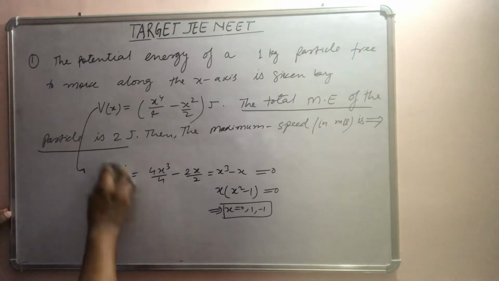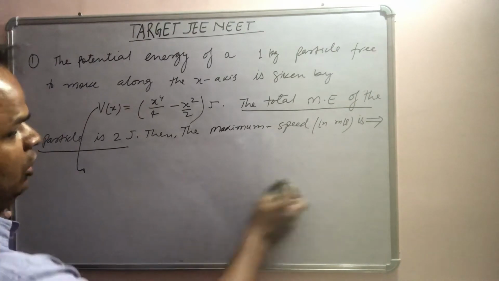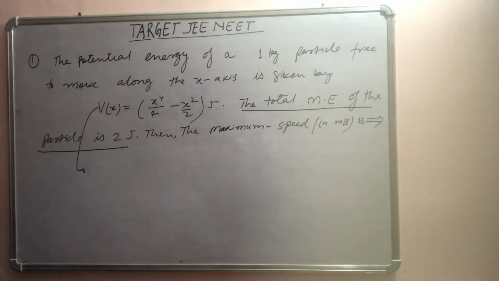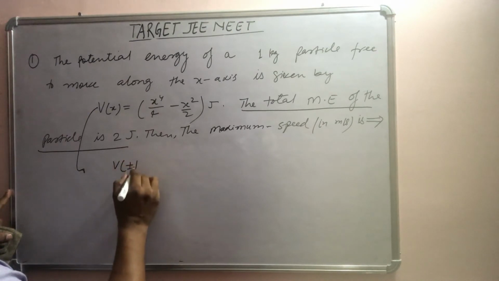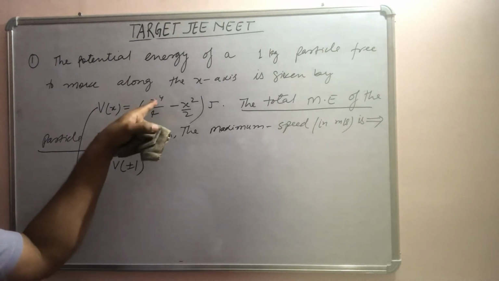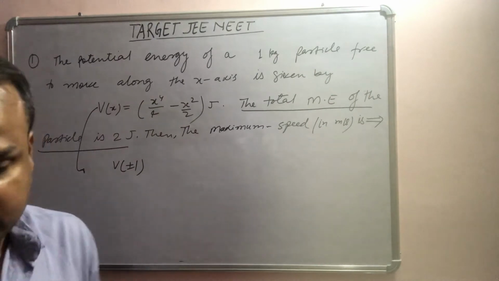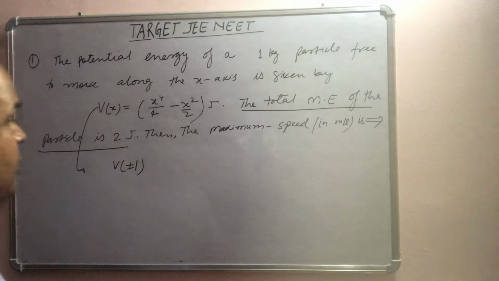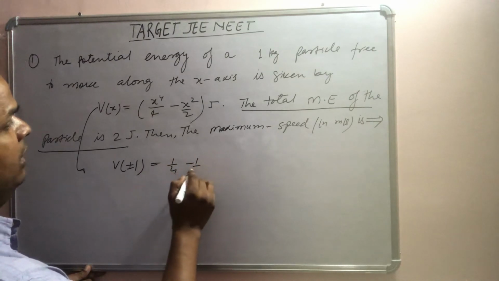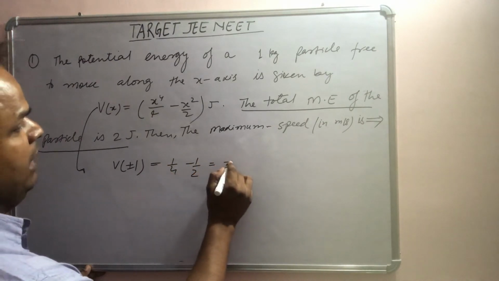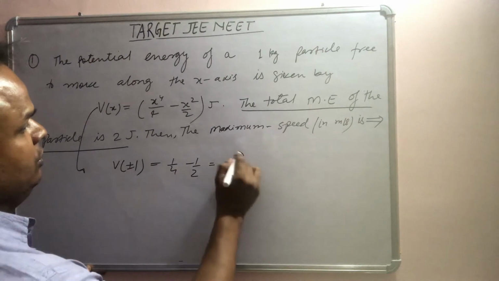Now we find the value of potential energy V at plus minus 1. Either we put plus 1 here or minus 1, we will get the same answer: 1/4 minus 1/2, which is equal to minus 1/4.